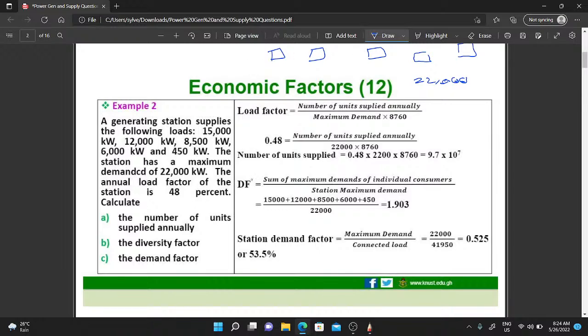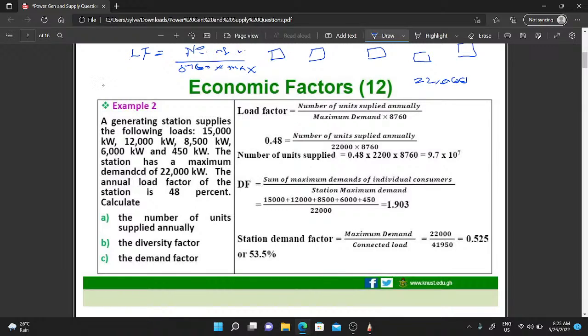The first question is they've given us a load factor. As I said, once you write the parameters, you know that load factor is the number of units over 8760 by the maximum demand. Using this equation, we can find the number of units because we have the maximum demand given to us and we have the load factor given to us. So writing your parameters down helps a lot.